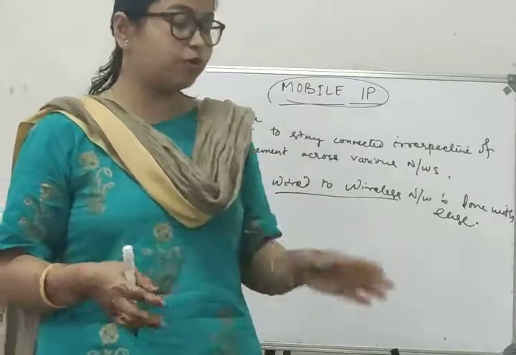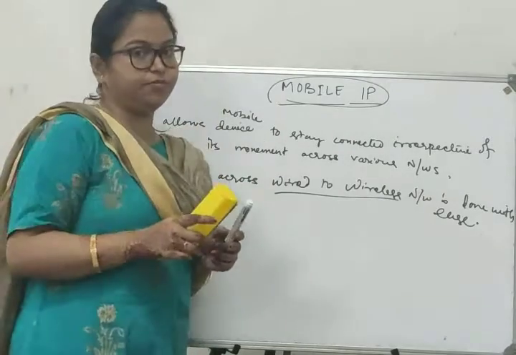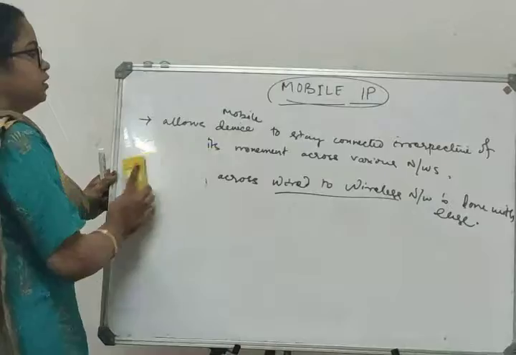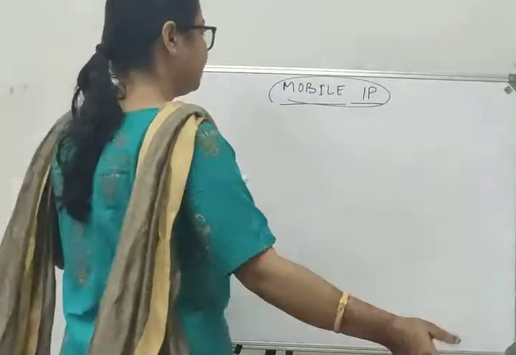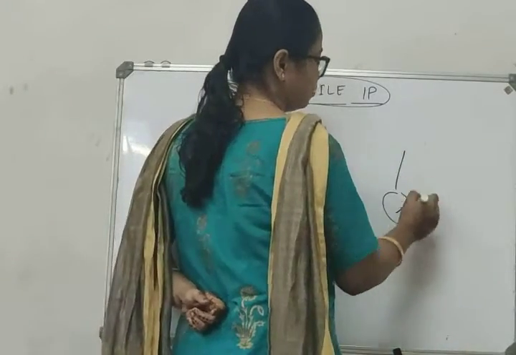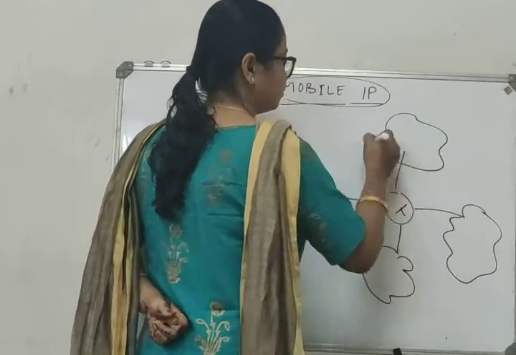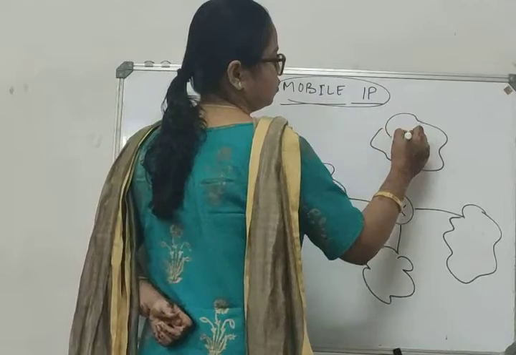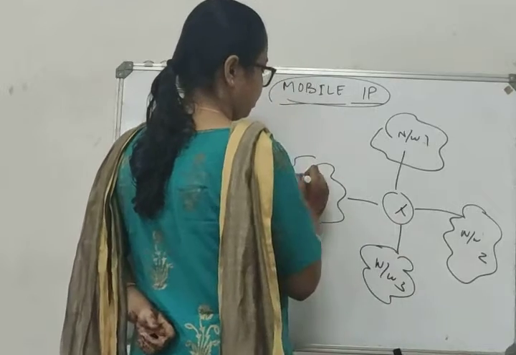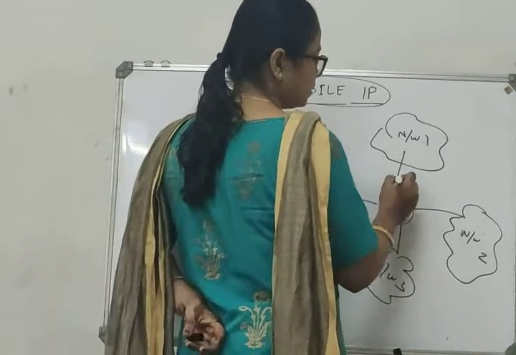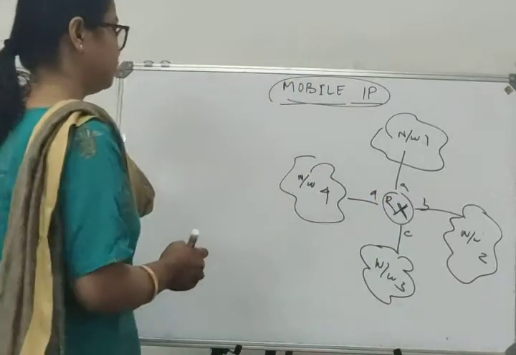Okay. Now let's discuss what this mobile IP is, how it is being done, and how it is different from the static normal IP that we have studied. Okay, the IP address, how it is different from that. So let's take a picture first of a network, a heterogeneous network. Network 1, network 2, network 3 and network 4. So these are the interfaces A, B, C, D, and this is a router.